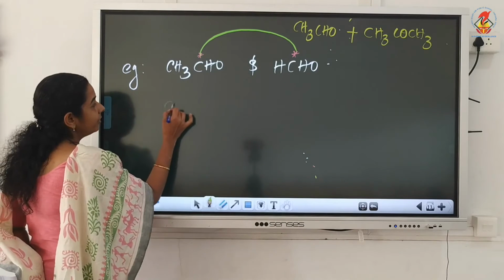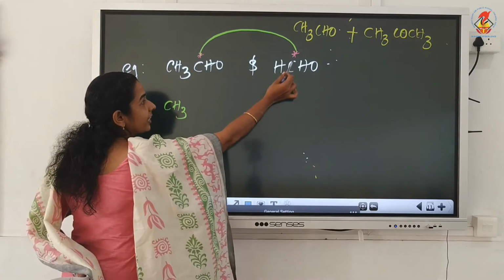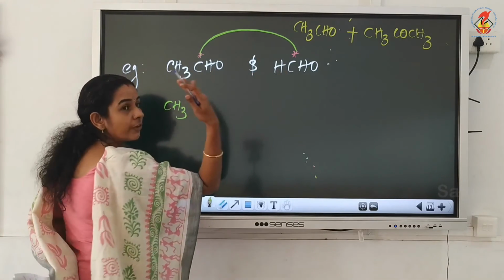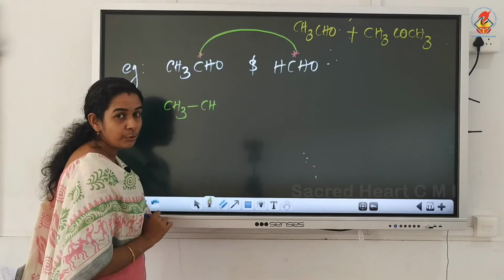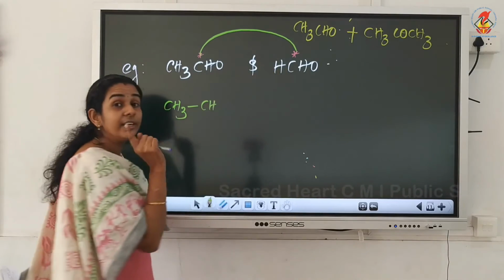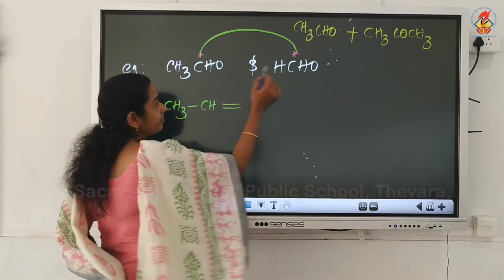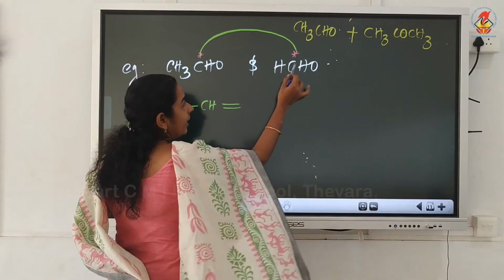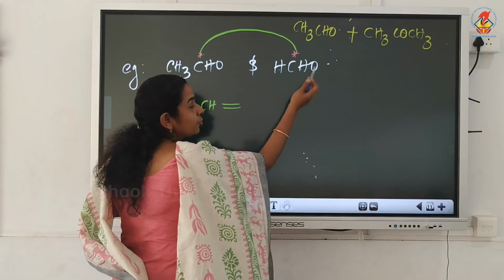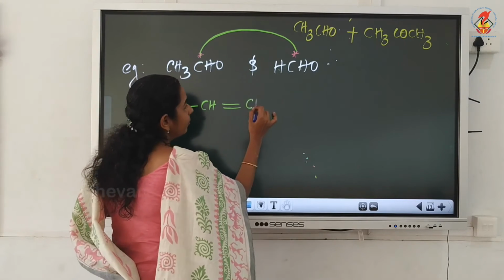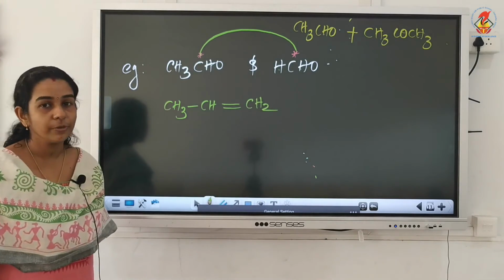Can you read from here? CH3, this carbon we have to connect with this carbon after removing O. So what we will get? CH, oxygen we have to remove, isn't it? And we have to connect using a double bond. So CH, double bond, connect to this carbon. And here it is HCHO, we can say as CH2O. So double bond CH2, because we have to remove oxygen from there also.